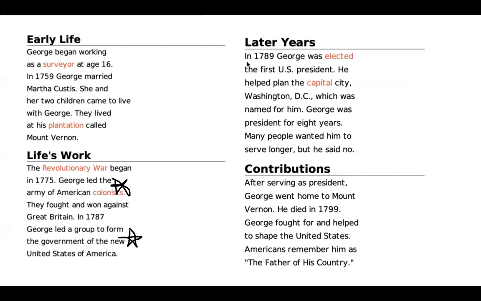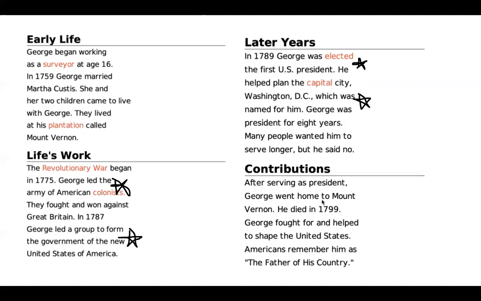Later years. In 1789, George was elected the first U.S. president. Oh yeah, to be a president, you definitely have to be a leader. He helped plan the capital city, Washington, D.C., which was named for him. George was president for 8 years. That definitely shows leadership. Many people wanted him to serve longer, but he said no.